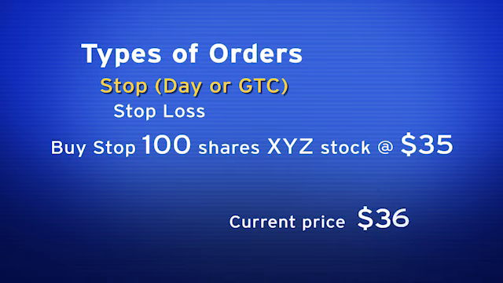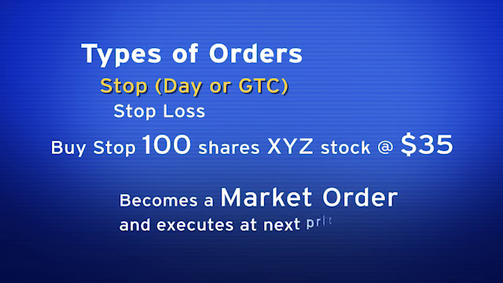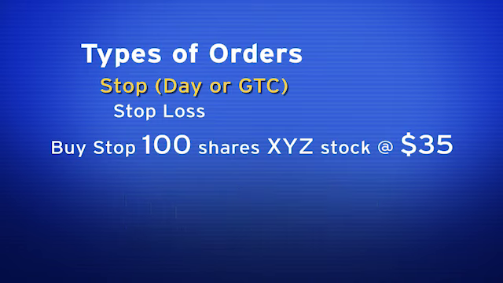Would 36 have triggered the order? Sure. Would 37 have triggered the order? Sure. It's going to trigger at 35 or higher. I triggered at 35. It becomes a market order and executes at the next price. I don't know what that next price will be. That next price could be anything. It could be 35, it could be 37, it could be 40, it could be 25. I don't know. But I know that I triggered at 35 to stop my loss.